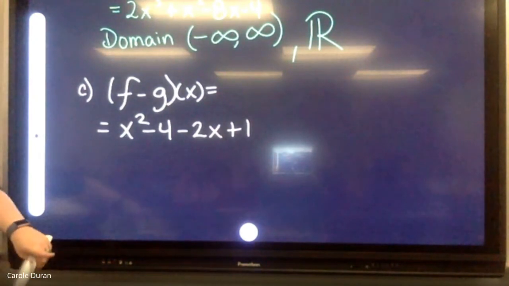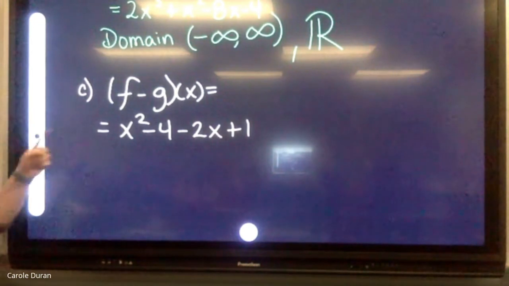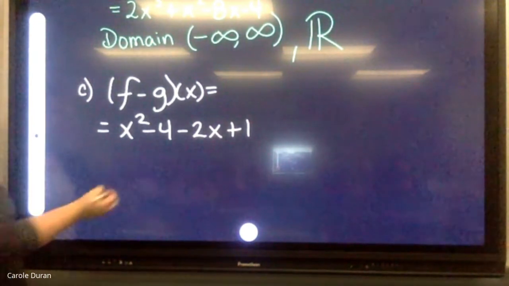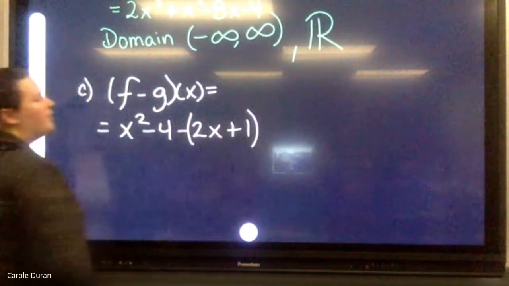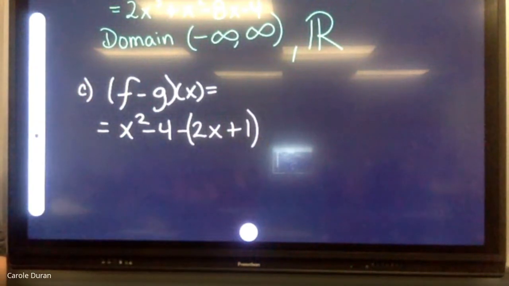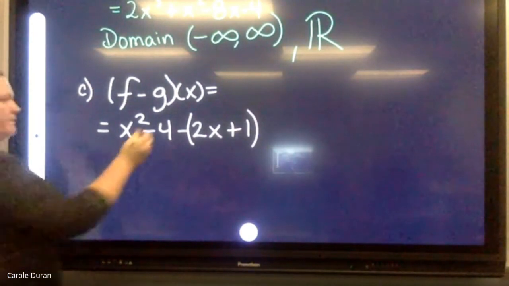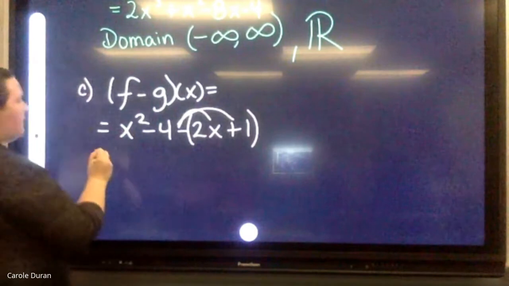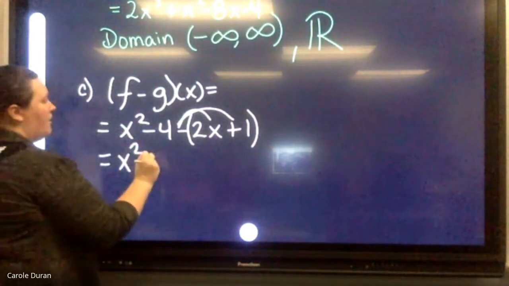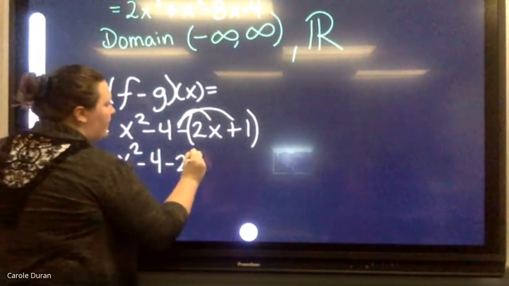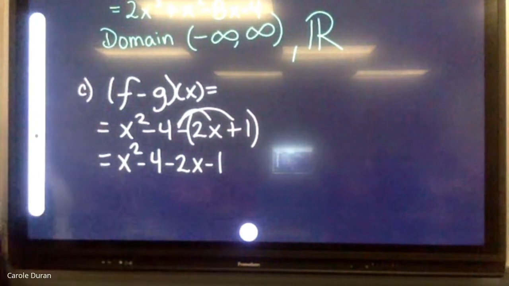Say that again. This is not minus 2x and then plus 1. This is minus the entirety of 2x plus 1. So that negative has to be distributed to everything inside that second function. So this one would actually become x squared minus 4 minus 2x minus 1.